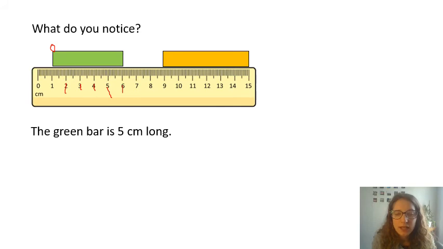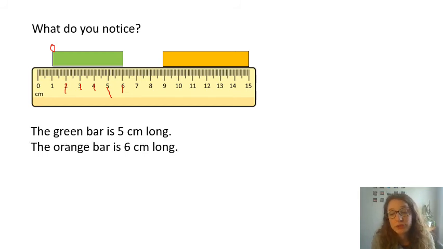So knowing that, can you still work out how long the yellow bar is? Okay, so the orange, oh, I thought it was yellow, bar is 6 centimetres. So we use this as our 0. 1, 2, 3, 4, 5, 6. So though it is better to start at the 0, sometimes you can still work it out anyway.